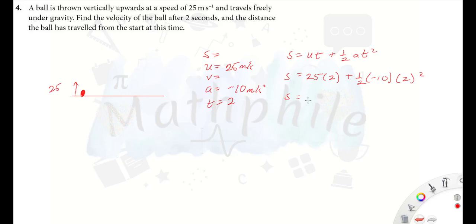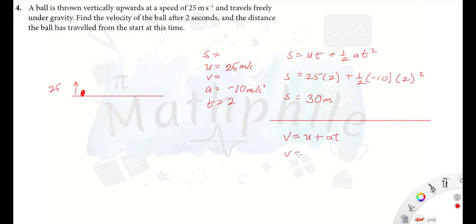That is 80 meters. We're told to find what else? Find the V, velocity. But I can now use my favorite, V equals U plus at. So V is equal to U plus at. I think this is the first time I'm using it.